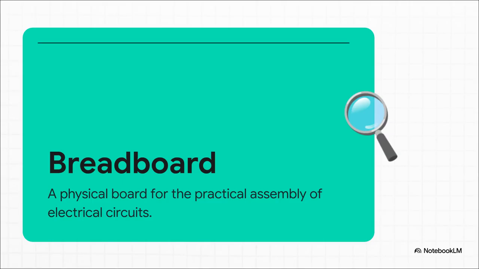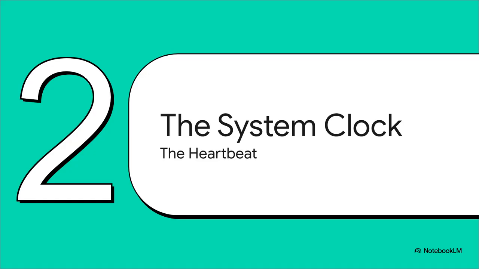To truly see this architecture in action, we need to look at how circuits are built practically, and we do that using a breadboard. Now, a breadboard is a physical board used for the practical, hands-on assembly of electrical circuits without needing to solder anything permanently. This brilliant educational approach is heavily influenced by the work of educator Ben Eater. And by building an 8-bit computer from scratch on a breadboard, we can quite literally see the physical pathways that electricity takes.